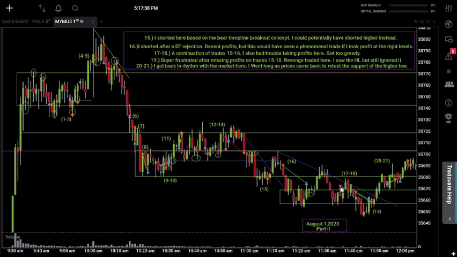But I come back on trade 17. It was a continuation of trades 15 through 16. I also had trouble taking profits here. Got too greedy. We talked about that earlier on some of our other rules too.